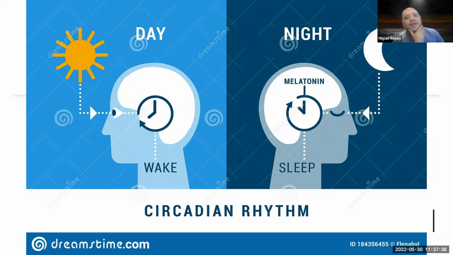Yeah, the suprachiasmatic nucleus, right, that is affected by the sunlight, is attached to the optic channel. So I would need to read what happens when we lose our sight, how that changes the ability of the suprachiasmatic nucleus to be influenced by sunlight. I would need to research it.